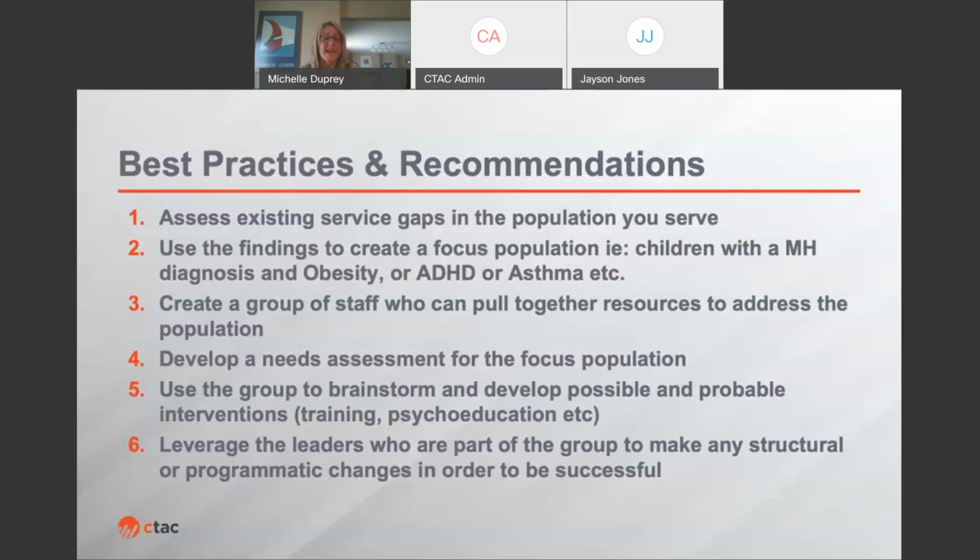So really you want to assess what are your service gaps for these things that you've seen in the work that you do. We as social workers, counselors, psychologists working in mental health, we see a lot and we know what the gaps are.